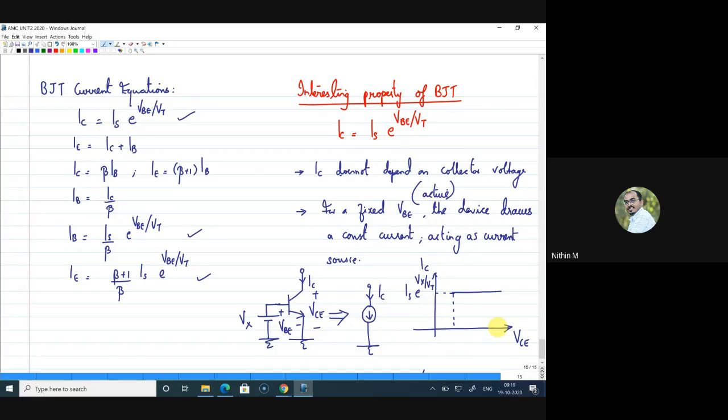So as soon as I identify that a device acts as a constant current source, I can use that as an amplifier.